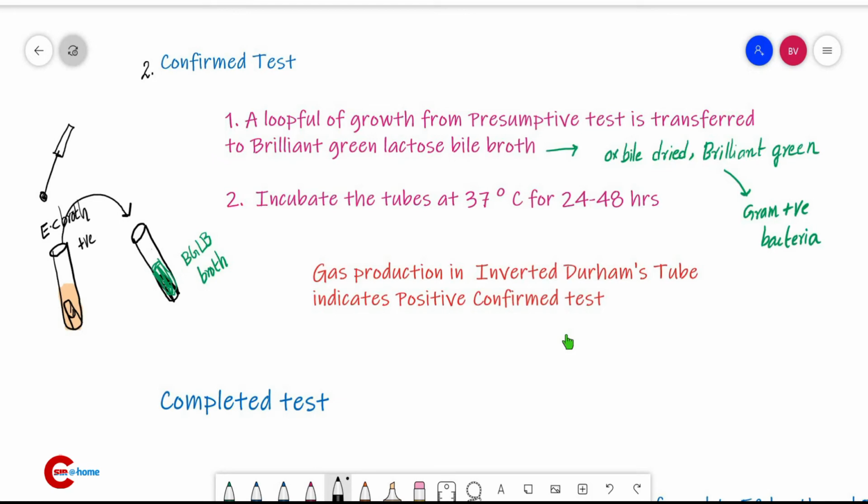That means the tubes with positive presumptive test, the culture from the positive presumptive test is transferred into brilliant green lactose bile broth. Then incubate the tubes at 37 degrees Celsius for 24 to 48 hours. And what is the result if our sample is positive? That means it contains enteric pathogens. There will be gas production in the inverted Durham's tube. That means positive confirmed test. Understood? Then the third is the completed test.